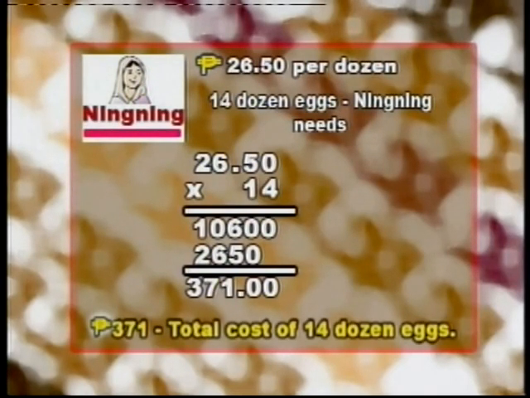We multiplied the cost of the eggs, which is 26 pesos and 50 centavos per dozen, with the number Ningning needed, which is 14 dozens. So 26 and 50 hundredths times 14 is 371. Always be careful when solving this kind of mathematical problems, especially when a decimal number is involved. And remember, always practice. That's all for now.